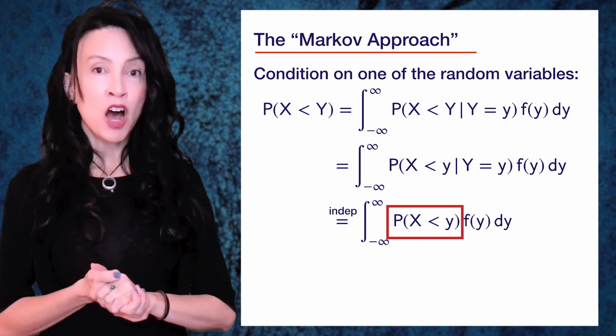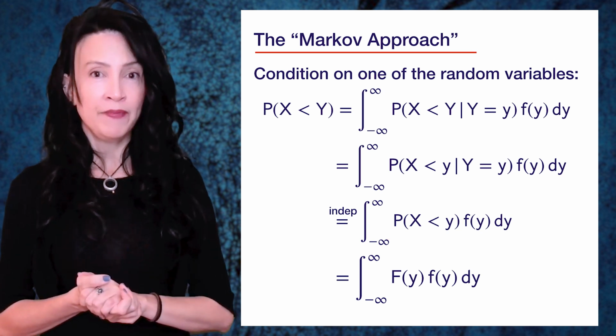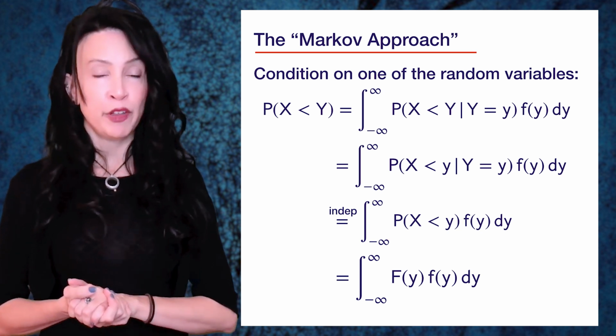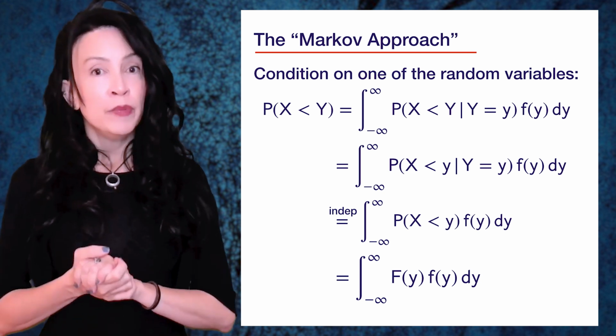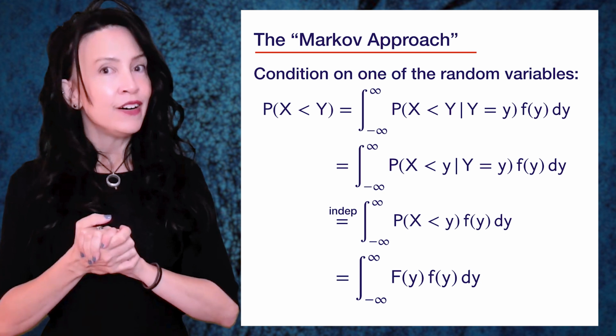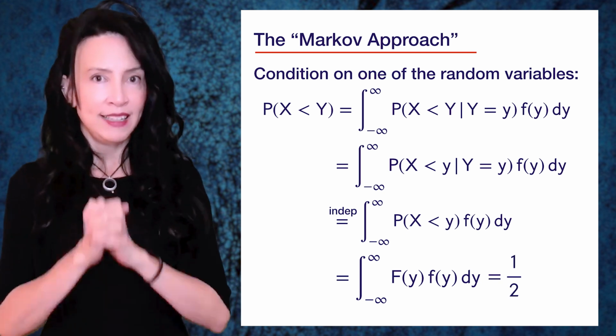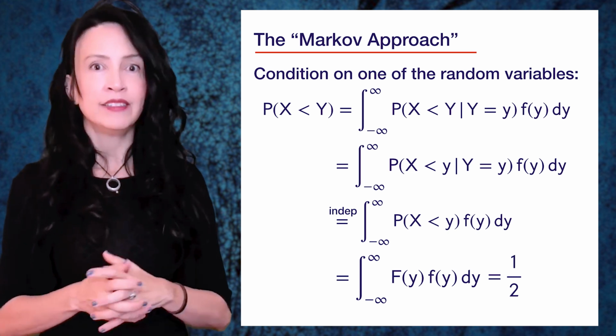This right here is the common CDF evaluated at y, so capital F of y. And this is the same integral we came up with before. If you let u be capital F of y, then du is little f of y dy. And we get u squared over 2. We plug things back in. It's the exact same integral. We get 1/2 yet again.